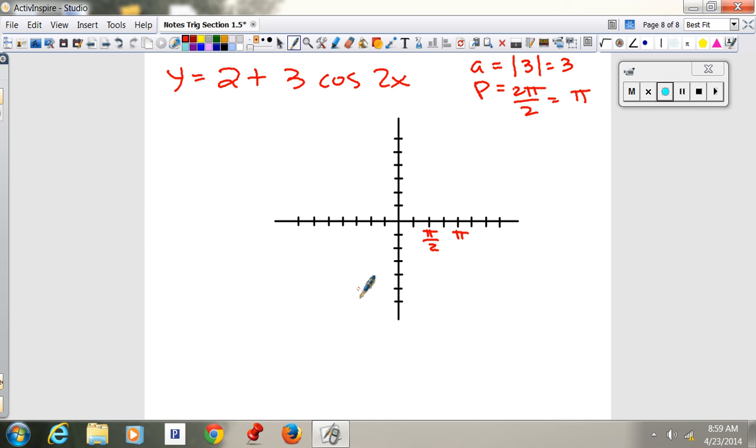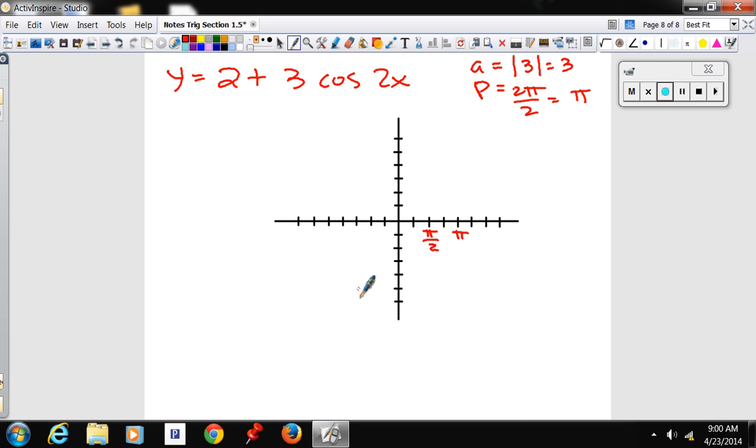Now, that 2 out in front, that's what I've got to figure out: what that's going to do to my graph. So what I want to do is make a little x and y chart. And I'm going to plug in a 0 since that's the easiest number to plug in. Now let's just see what this 2 does to my graph. So I'm going to put a little 0 underneath that x. Now let's see what happens.